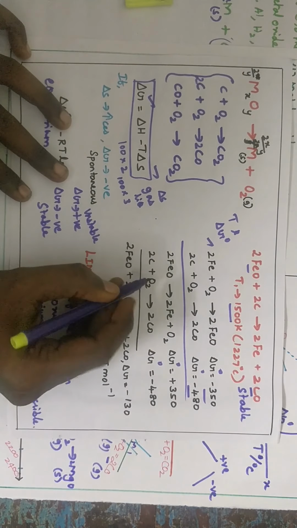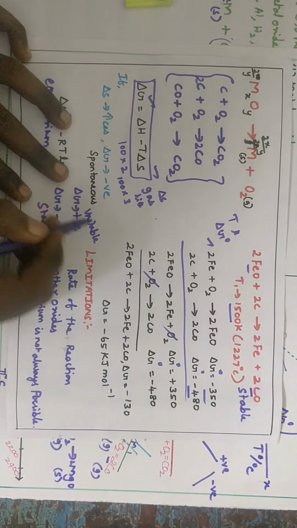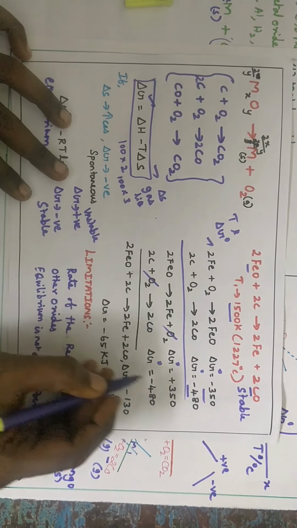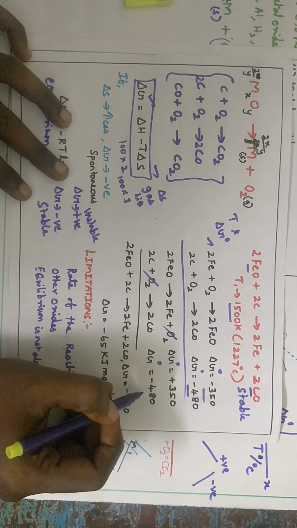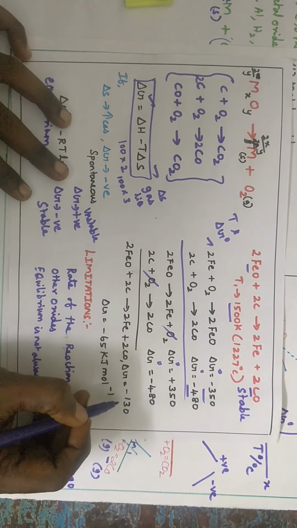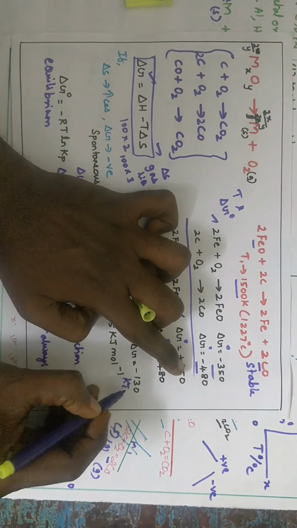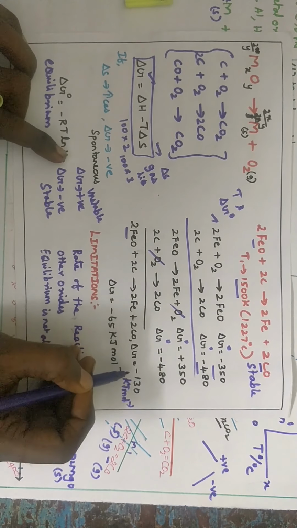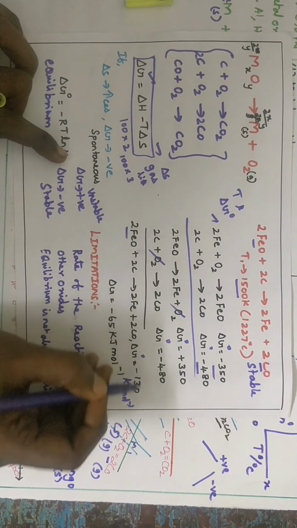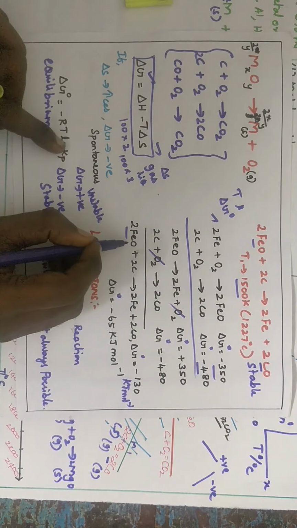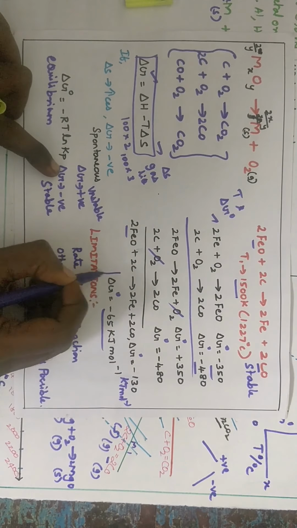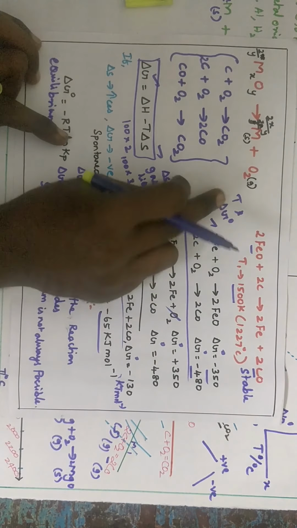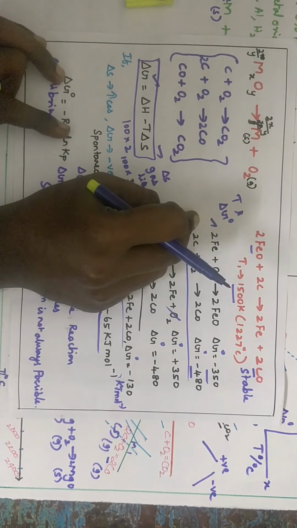Then compare these two equations. Oxygen gets cancelled, so we get 2FeO plus 2C gives 2Fe plus 2CO. Adding plus 350 and minus 480, we get a value of minus 130 kilojoule per mole. So this is for 2 moles of iron oxide, where we get a delta G naught value of minus 130. In the case of 1 mole of FeO, we get a delta G naught value of minus 65 kilojoule per mole. So in this case we find the temperature and also the delta G naught value.